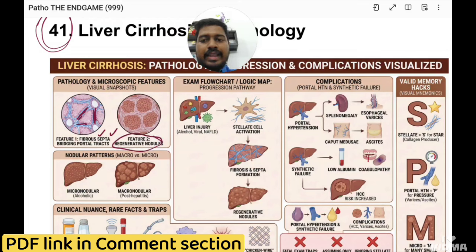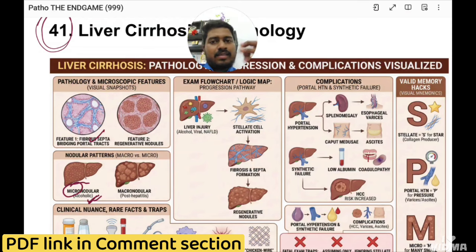And along with that, there are regenerative nodules. So these two are characteristics of cirrhosis. If in histology they ask, histology of liver cirrhosis is characterized by which two changes? Fibrous septa and regenerative nodules. Now, these regenerative nodules can be of two patterns. One is micronodular and one more is macronodular. And very important, alcoholic liver disease is characterized by micronodular liver cirrhosis.